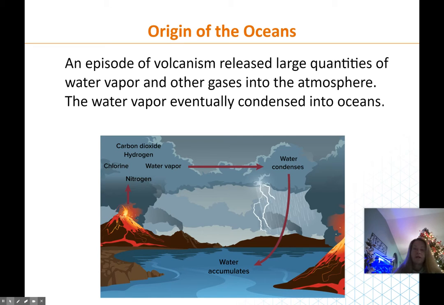All right, so if we look at this, early on Earth, when it was forming, there was lots of volcanism. So volcanoes constantly, all the time. And so we've got volcanism here, a volcano erupting. It releases nitrogen, chlorine, carbon dioxide, hydrogen, water vapor. And then it condenses into clouds and precipitates and eventually accumulates enough to form our oceans.